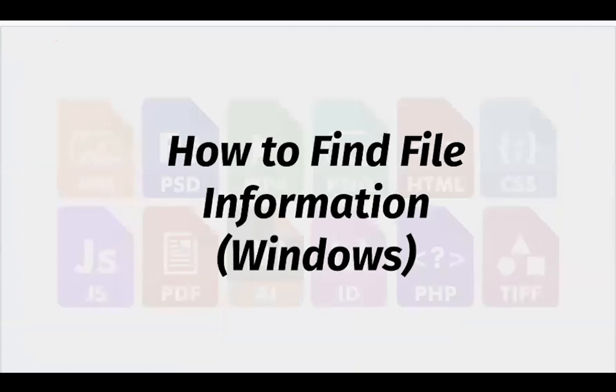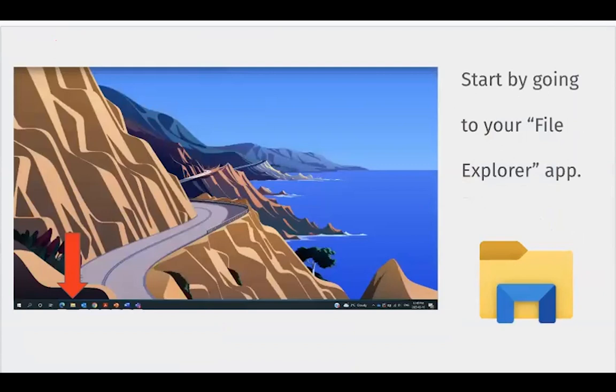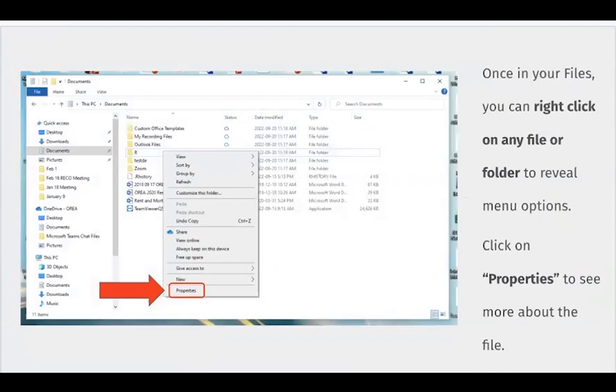How to find file information windows. Start by going to your File Explorer app. Once in your files, you can right-click on any file or folder to reveal menu options. Click on Properties to see more about the files.